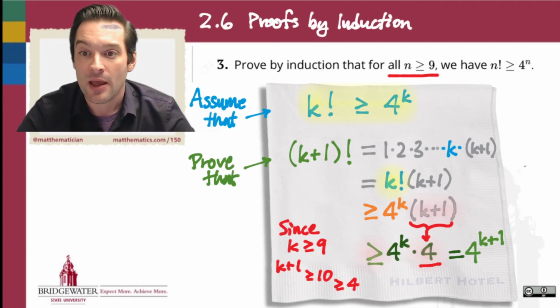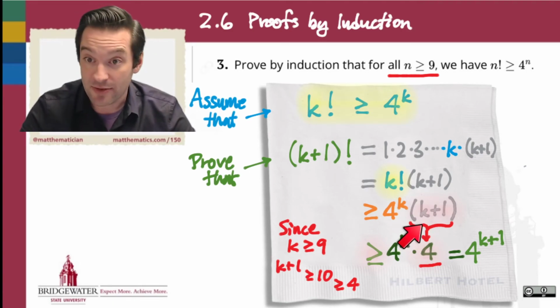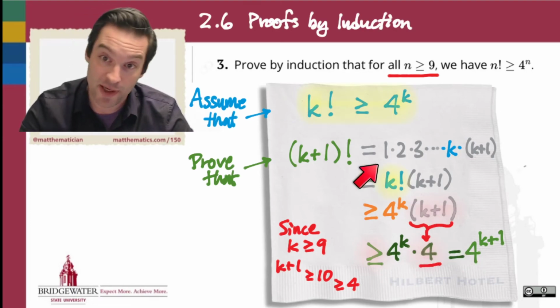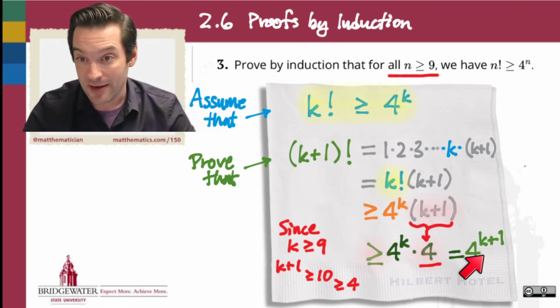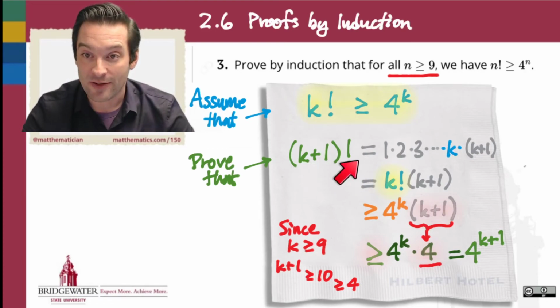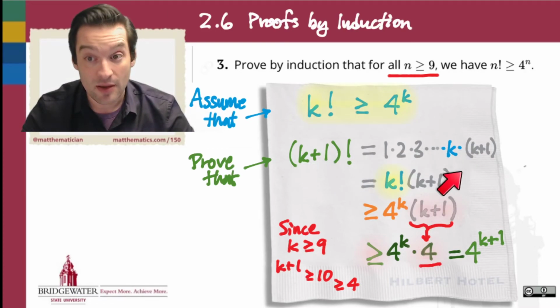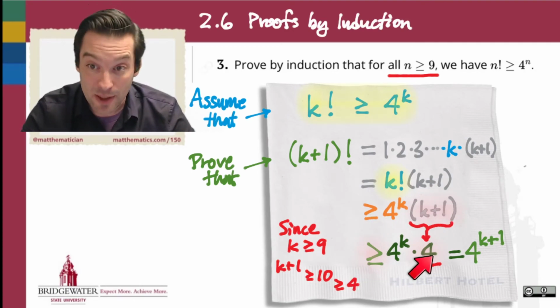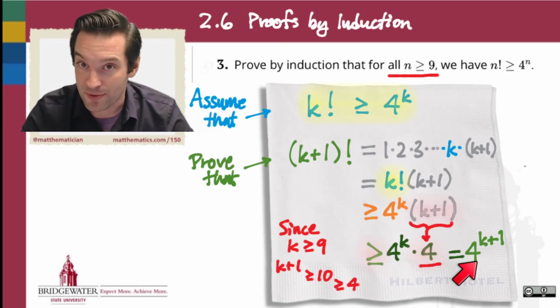And so it is a valid thing to do to replace k+1 by 4 by placing a greater than or equal to sign right here. And now that I've done that, 4^k times 4 is equal to 4^(k+1). And when I read this from left to right, I've proven that (k+1)! is equal to something, which is equal to something, which is greater than or equal to something, which is greater than or equal to something, which is equal to 4^(k+1).